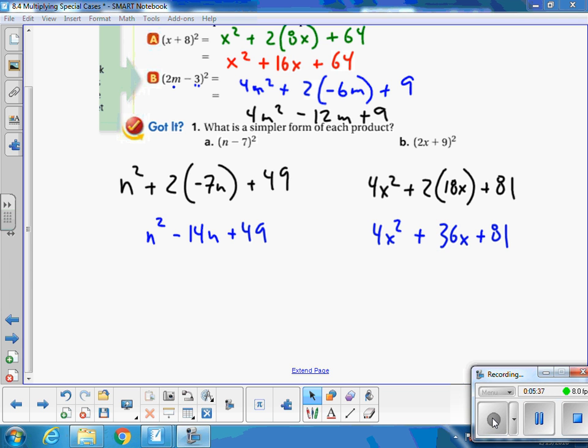All right, this is how these worked out, simplifying. Squared the first term, squared the last term, and I took double the product of the middle terms. So negative 7 times n is negative 7n, doubled is negative 14n. Same thing over here. 2x times 9 is 18x, and I'm doubling it to get me to the 36x.